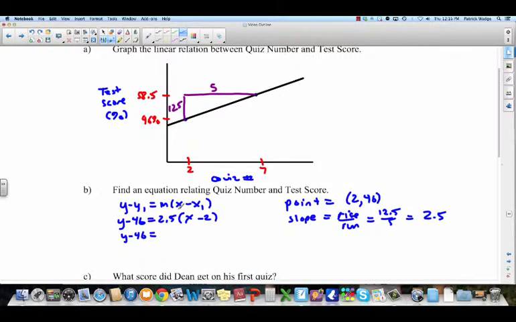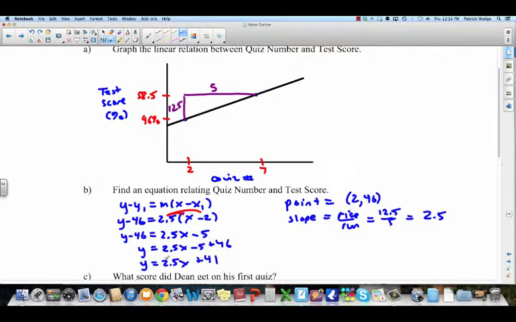First thing we're going to do is our distributing. So 2.5 times x equals 2.5x, and 2.5 times negative 2 is negative 5. Then I need to move my negative 46 over. So I get 2.5x, take away 5, but plus 46 when it comes over. So I get y equals 2.5x plus 41.